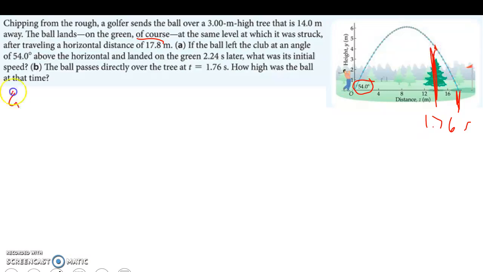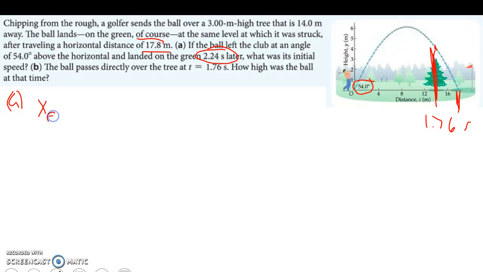So let's take a look at A first and see what we're going to use to solve this. Okay, so if I look at A, I know my angle, and I know my horizontal distance is 17.8. I know my time for the total trip was 2.24 seconds. Knowing that information, and I know my angle is 54 degrees, I can find an equation that'll work. First off, I want to find my initial velocity.